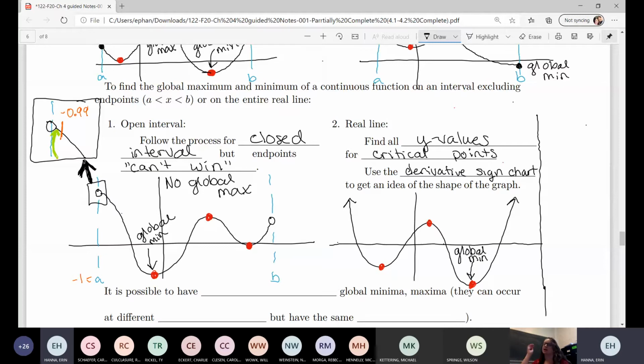But notice that the ends of this function are going up forever in both directions. So since it's going upwards forever and there's no place for us to stop this function, there would be no global max here either.